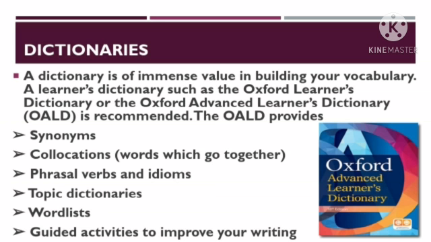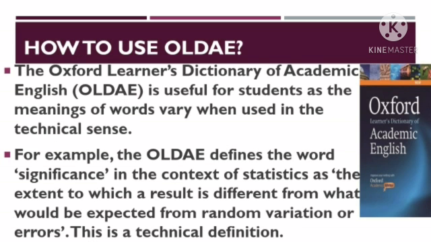It is of no doubt that dictionaries also help you to find phrasal verbs and idioms, word lists, pronunciation, and guided activities to improve your writing. The Oxford Learner's Dictionary of Academic English is useful for students as the meanings of words vary for each subject or have different meanings when used technically. For example, this dictionary defines the meaning for the word significance differently in the context of statistics.